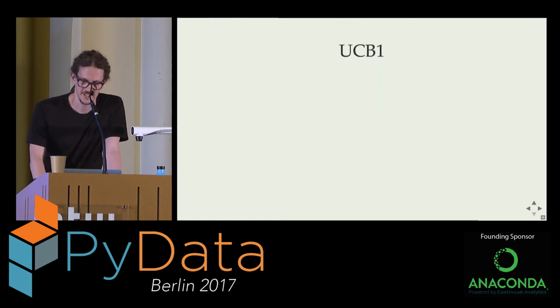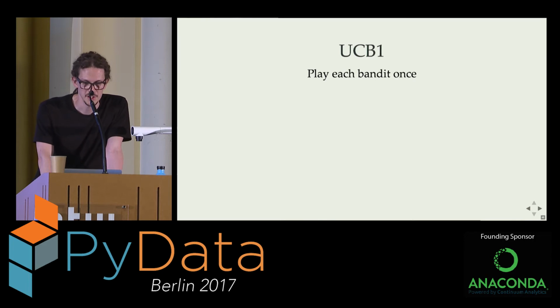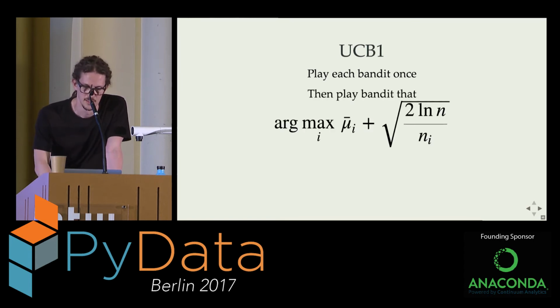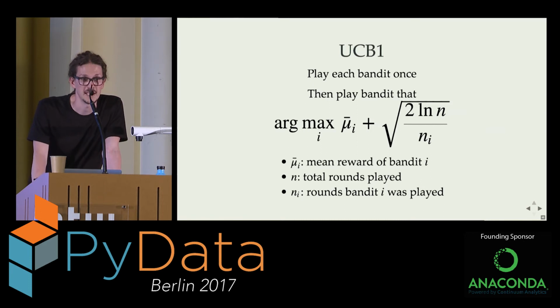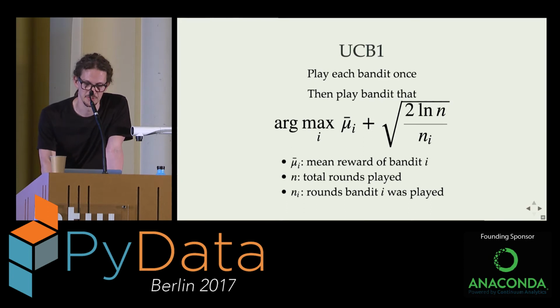Okay, more specifically, there is UCB1. It's a specific UCB strategy which goes something like this. Initially, you play each arm once, just to get some data, basically. And then you play the arm that maximizes this formula. And again, we have 2 parts. We have the past performance mu, the mean reward of a given bandit, plus the second term, which is the square root of 2 log n divided by n_i. And n_i is the number of times you played a certain bandit.